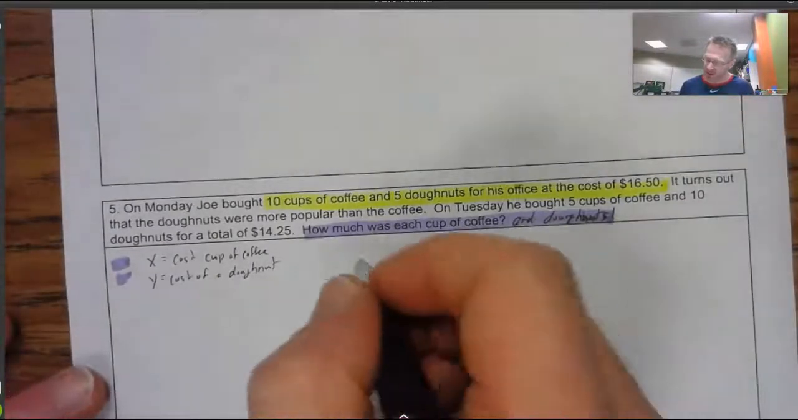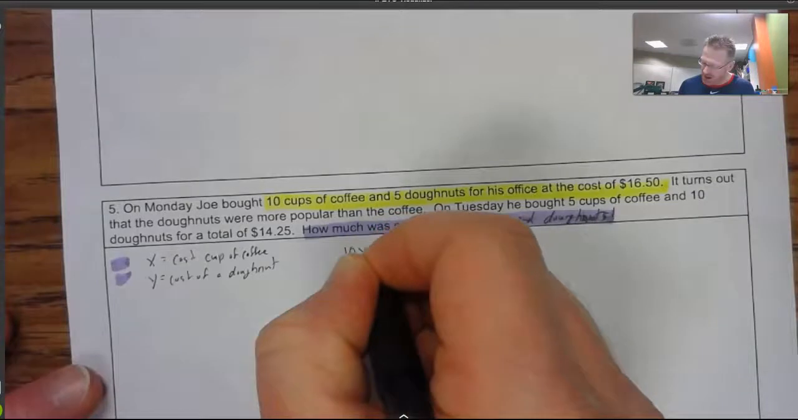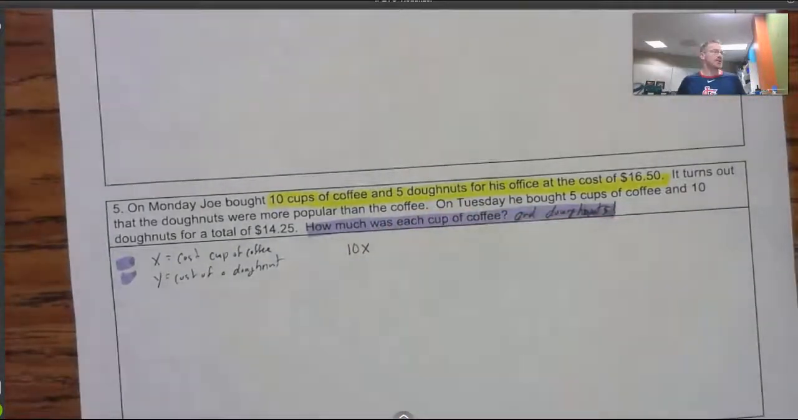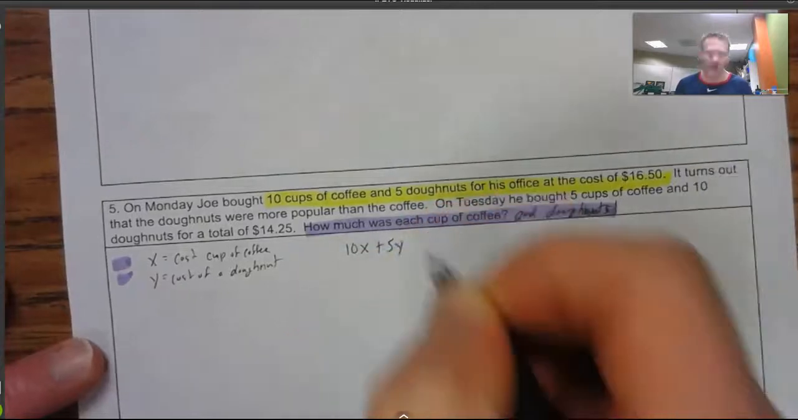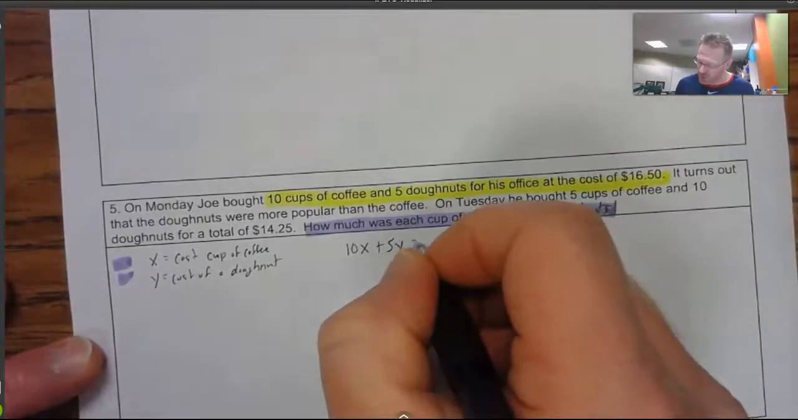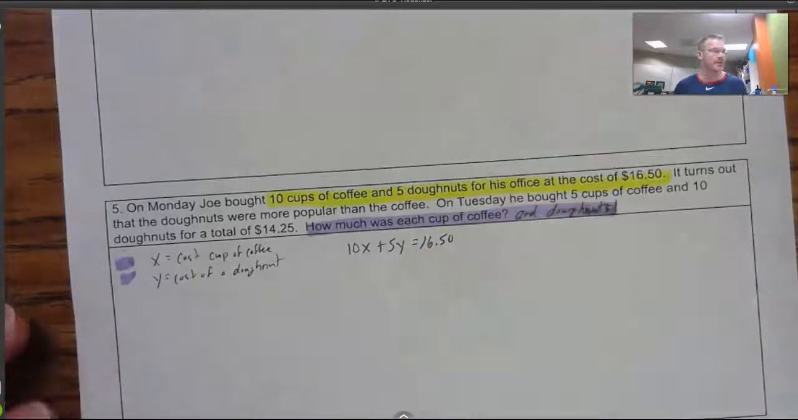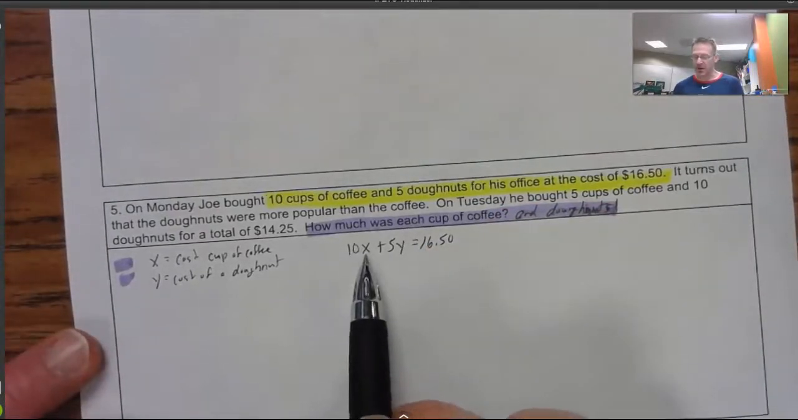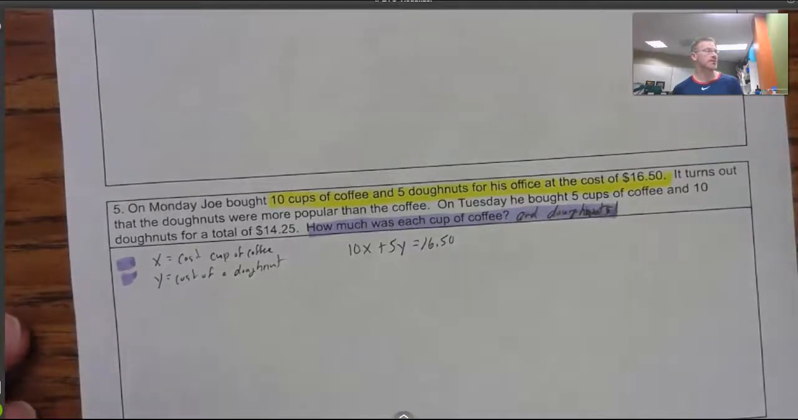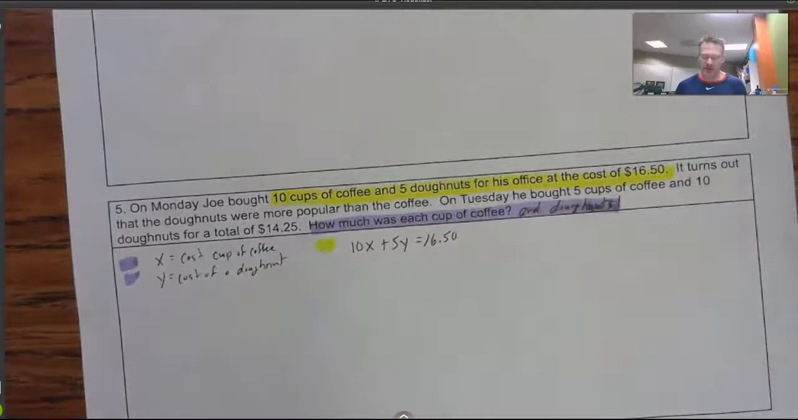So if he bought 10 cups of coffee, that would be 10 times x, right? So 10 times the cost of the coffee plus 5 times the cost of the donut would equal the total cost, which is $16.50. So I bought 10 cups of coffee and 5 donuts. It cost me $16.50. So there's my first equation from that yellow sentence.